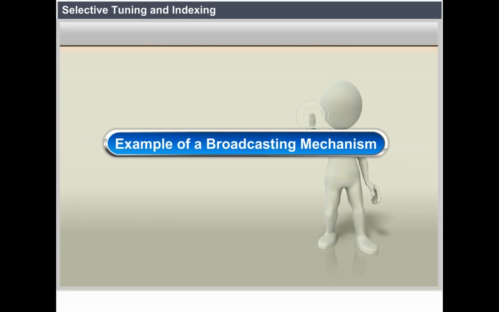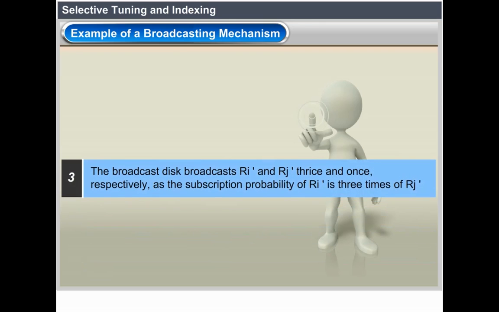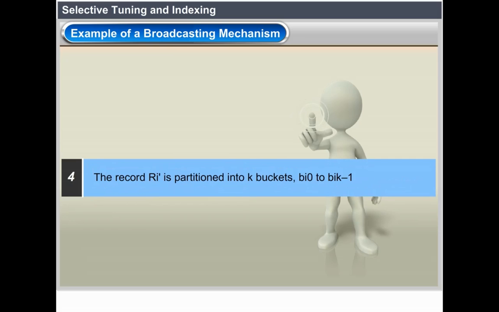Example of a broadcasting mechanism. N records R0 to Rn-1 are interleaved and broadcast as in a multi-disc model. Only the records Ri and Rj are of interest and required by applications at a device. The broadcast disc broadcasts Ri and Rj thrice and once respectively, as the subscription probability of Ri is 3 times that of Rj. The record Ri is partitioned into k buckets Bi0 to Bik-1.